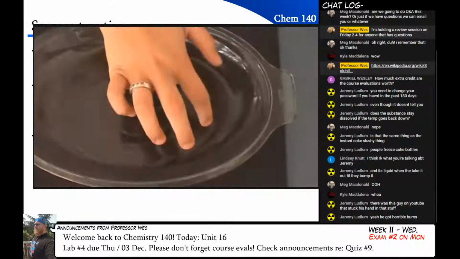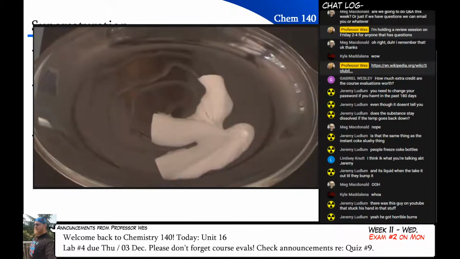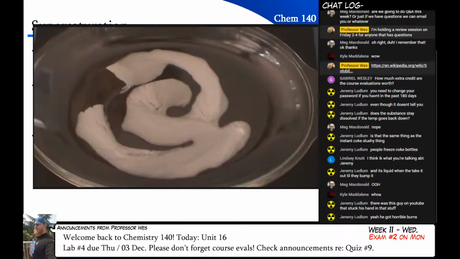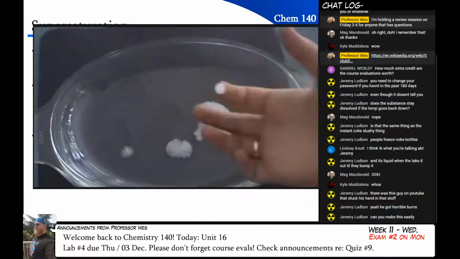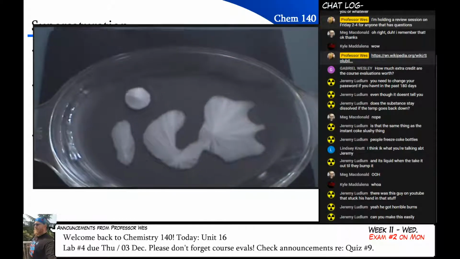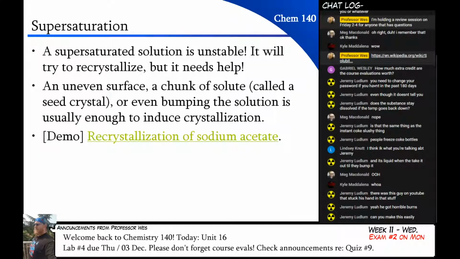But yeah, if you touch this, there's no chemical harm, but it is extremely exothermic, so you will probably get first-degree burns. Maybe second-degree burns. Can you make this easily? Yeah, you just buy sodium acetate and water. The end. There you go. So that's sodium acetate.